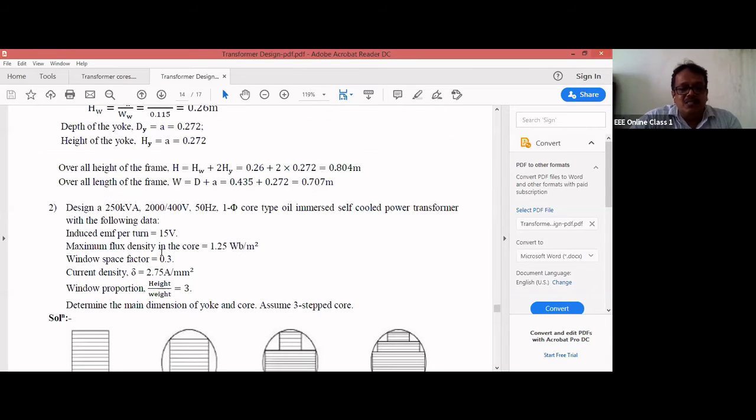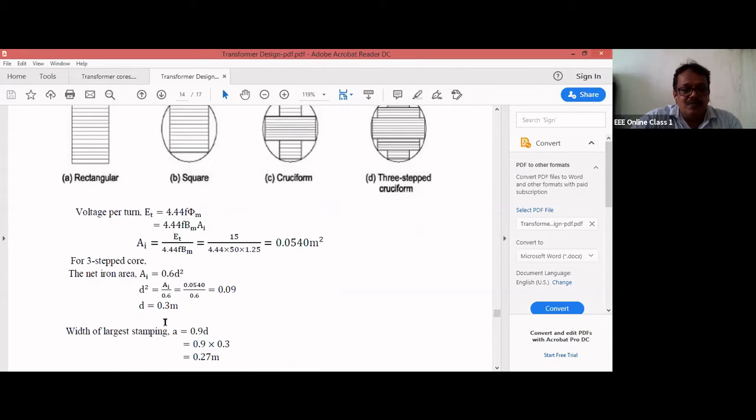Normally in the problem, they'll give the value 0.6 D square. Otherwise, try to remember this one. The net iron area Ai is equal to 0.6 D square. D square is equal to Ai by 0.6. So what is D? D is equal to 0.3 meter.